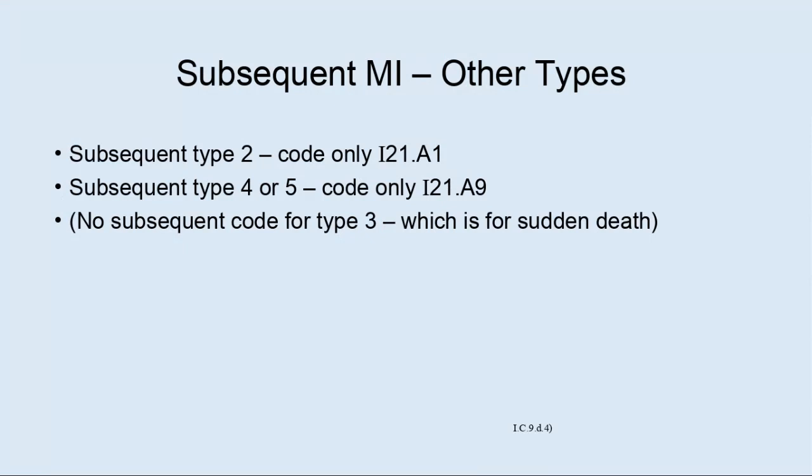So that's for type 1 and unspecified. What about the other types? For type 2, the guidelines say use I21.A1 for both the first and the subsequent. For type 4 or 5, use code I21.A9 for both first and second. Note there's no subsequent code for type 3, which is sudden death.